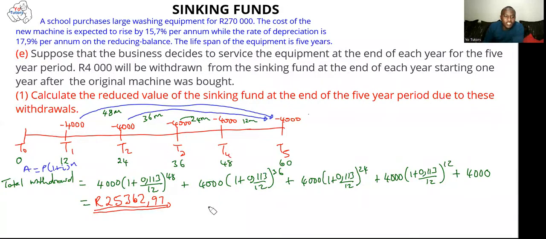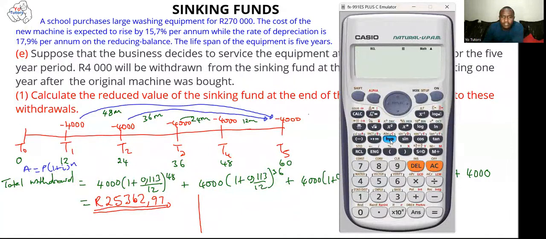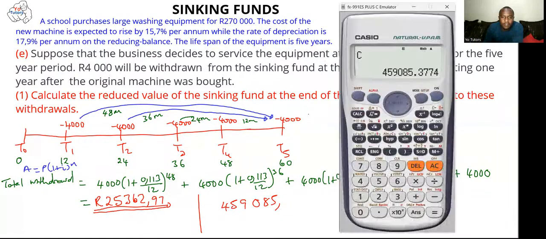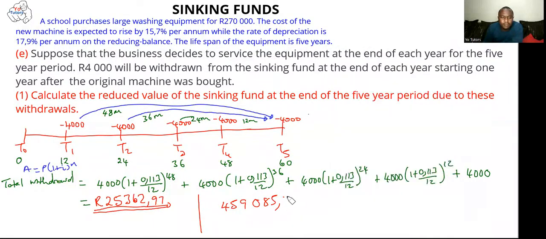Reduce the value of the sinking fund. So we know that the sinking fund here was what? The sinking fund that we were supposed to have there was, recall, C, which is 459,085.377 minus 25,362.9669. Okay, so let's see what we get there if we subtract the two.